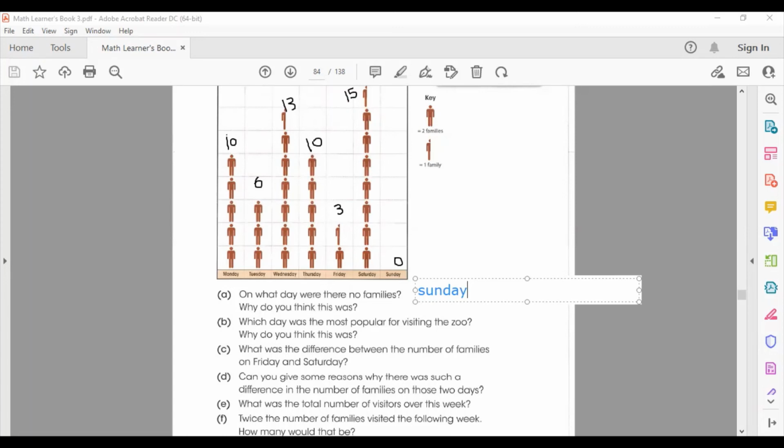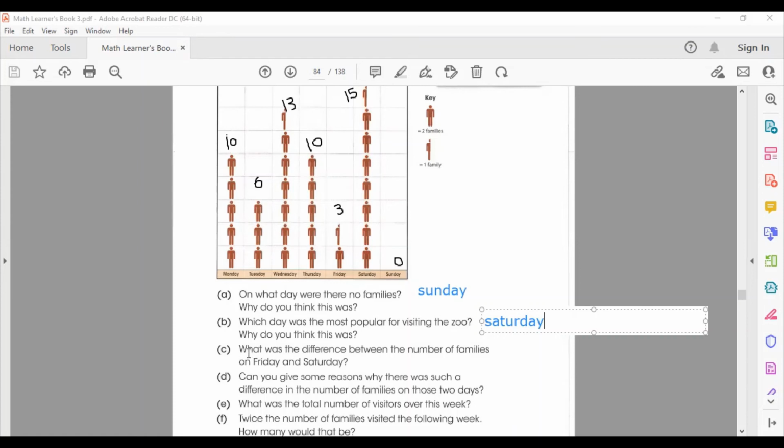This is the reason. Which day was the most popular for visiting the zoo? Wednesday or Saturday? Saturday. Why? Because it is a public holiday. On a public holiday, mostly people visit the zoo.